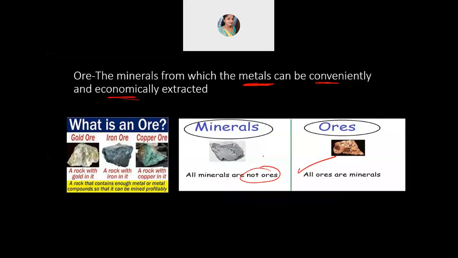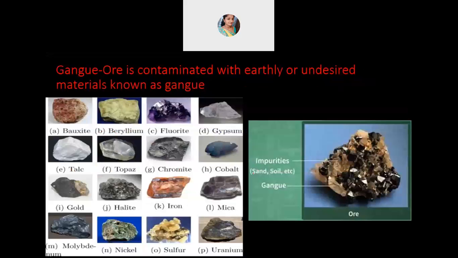That was about ores and minerals, and then we saw what gangue is. Gangue are the contaminant particles, impurities associated with your ore. These are earthy impurities, for example sand, soil, clay and so many other things. Sometimes organic materials are also present. Those things associated with our ore are categorized as gangue.